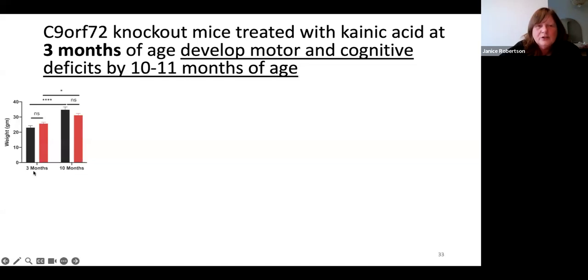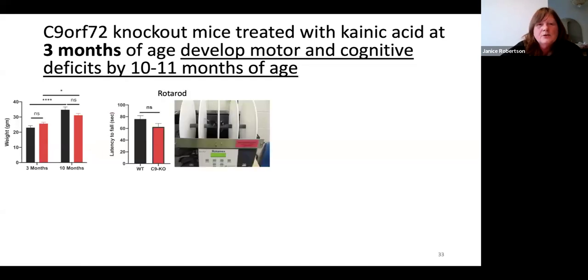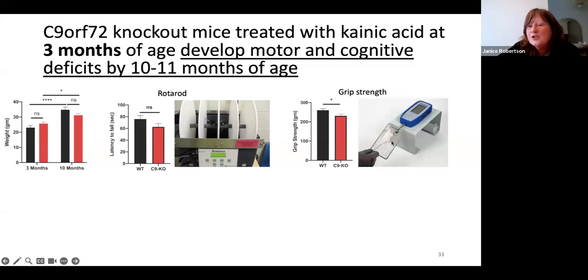These are animals that were treated with kainic acid. They start to drop off in weight. And then we did a whole battery of behavioral tests. So we did rotor rod to assess motor function. This was not significant, but you can see it's trending down. We did a grip strength analysis, which is significant.